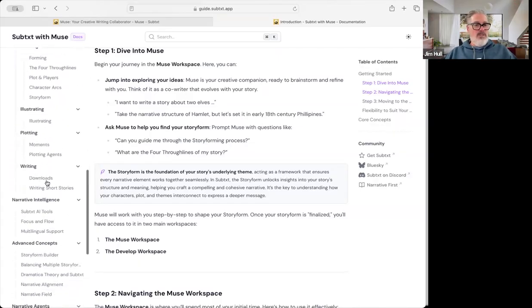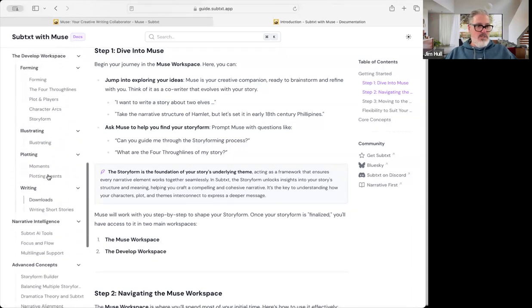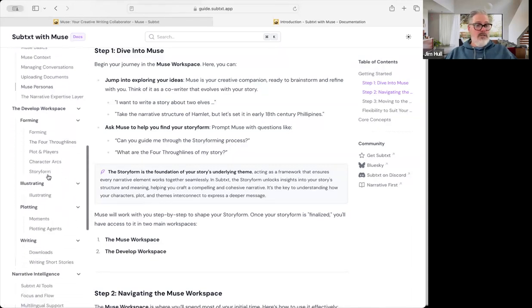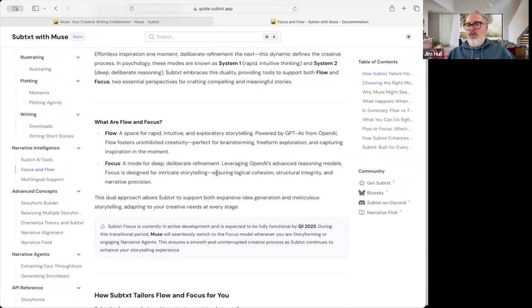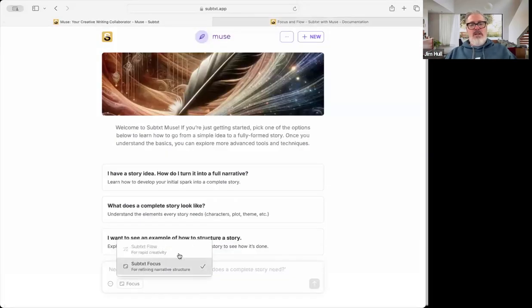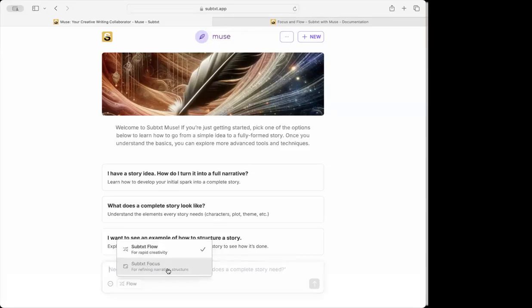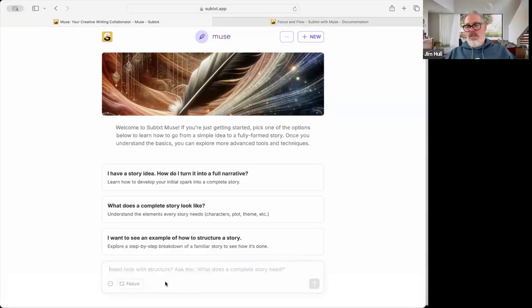So, what I wanted to show today was the focus and flow, which is right over here. Yeah, intelligence. So there's two different modes now. Instead of just having one mode of Muse where you just go and spit everything out, they align with your writing process. Flow would be whenever you want to do rapid brainstorming, creative stuff. This is a much better writer, I think, than this one. This one is great for dramatic theory, for making sure you have all your story points in the right place, all your story beats in the right place.